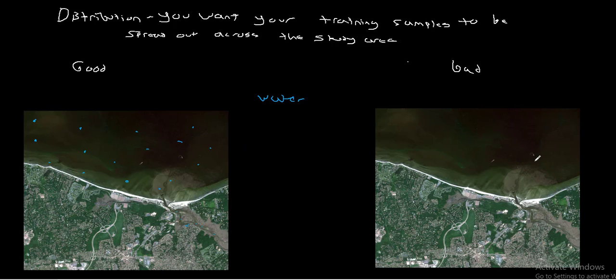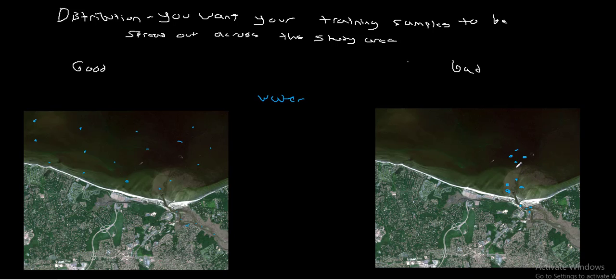So let's look at an example of what would be a bad distribution, but still maintaining completeness. What we would do in that case is zoom in here. We've got some deep water right here. We'd say, okay, that's good, we got that spectral representation. We've got some shallow water right here, so that's good. And then we might grab a couple from the river, say like here.